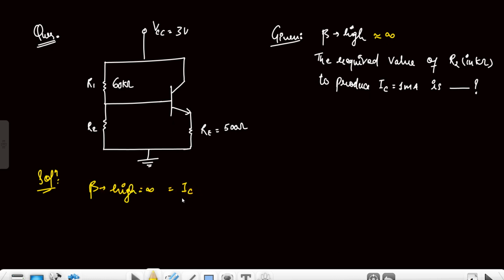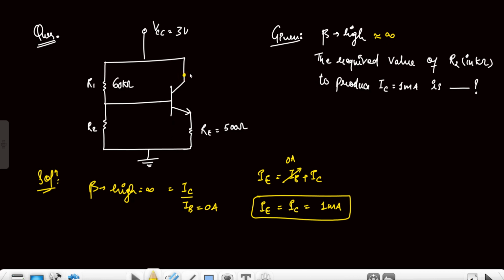Since beta is given as high, we can approximate it to infinite, and beta is defined as the ratio of collector current to base current. When this is infinite, it means the base current is zero, and emitter current equals base current plus collector current for any BJT configuration. So when the base current is zero, emitter current and collector current are equal, and it is given as 1 milliampere. This is the collector terminal, base terminal, emitter terminal, and from here 1 milliampere is flowing. This is the IC that equals 1 milliampere. Now this is the base current, which is zero.